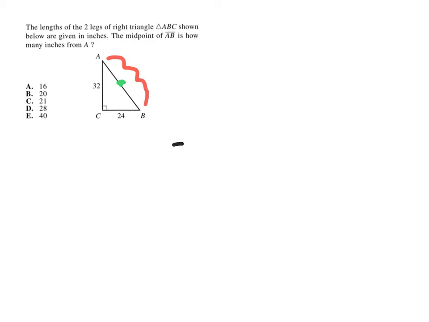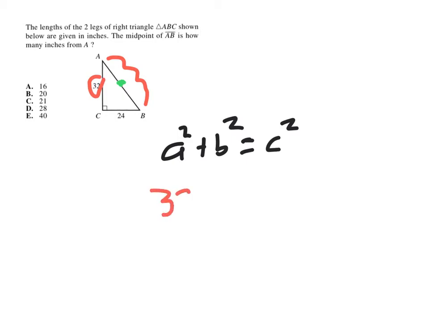So the Pythagorean theorem, a squared plus b squared equals c squared, where a and b are your legs of a right triangle, and c is the hypotenuse. So it doesn't matter which is a and which is b. I'm going to let 32 here be my a, so that is 32 squared plus, I'm going to let 24 be my b, so that's going to be 24 squared, is going to be equal to whatever that hypotenuse is squared.